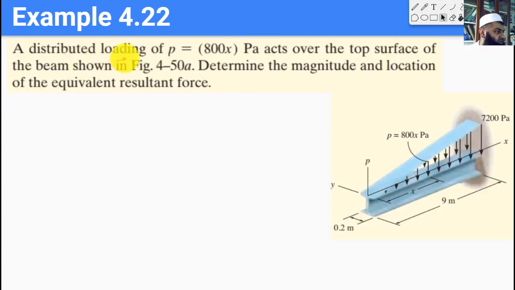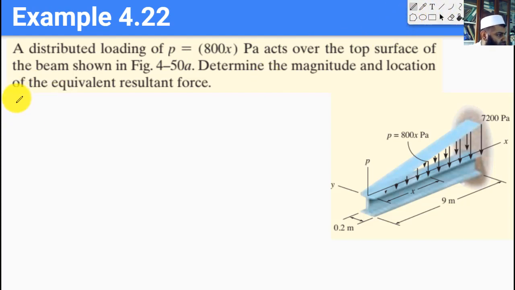We have a distributed loading of P equals 800x pascals over the top surface of the beam shown in figure 4-50A. Determine the magnitude and the location of the equivalent resultant force. So in this case we have been given the P function, which is pressure. You can call it a pressure function.